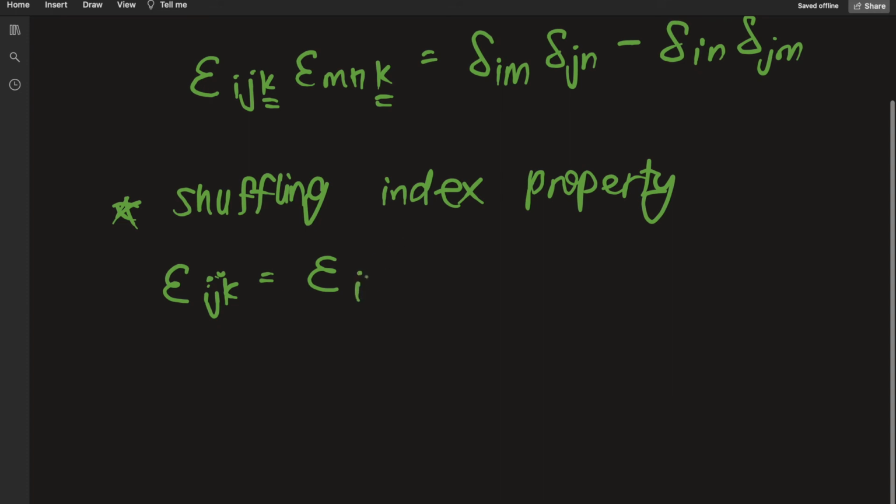So you get kij, and if you do another even permutation, because you can only do 3 of these, you get epsilon jki. But if you do an odd permutation, like interchange i and j, you just do one shuffle, you get negative.